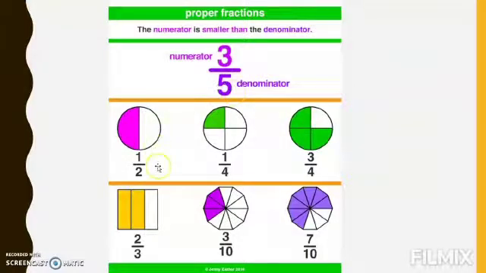Next one, 1 upon 2. Again, numerator is smaller than the denominator. 1 upon 4, 3 upon 4, 3 upon 10. In all these cases, the numerator is smaller than the denominator. So all these are examples of proper fractions.